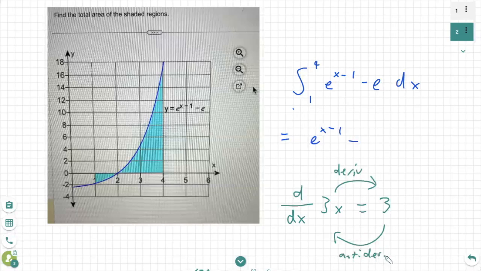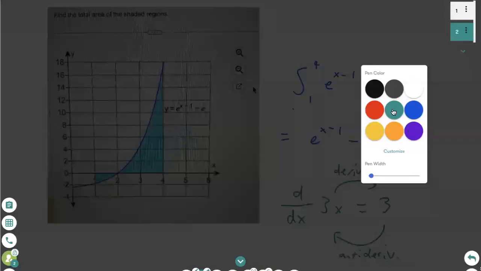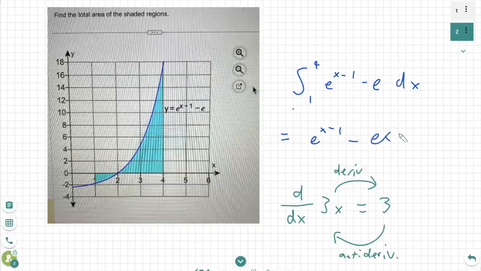So notice that e is just a number, right? So then what's the antiderivative of e? Because e is pretty much like 3. It's just a number. E times x. Yeah. Does that make sense? Yeah. Okay. So then once you get the antiderivative, do you know what to do with this?